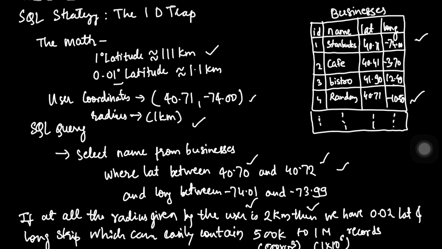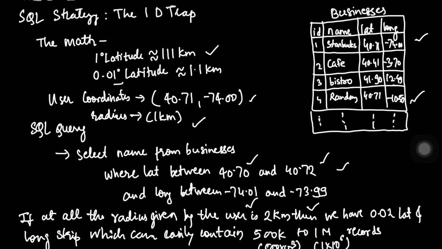Okay, so let's summarize the strategy we just walked through. We have our user at say 40.71 and minus 74.00. To find the businesses within a 1 kilometer radius, we applied a magic number of 0.01 to create a bounding box. We then fired off our SQL query, which was select name from businesses, where lat is between these two numbers and long is between these two numbers. On paper, this query looked clean and logical, but in production, this is where the wheels fall off.